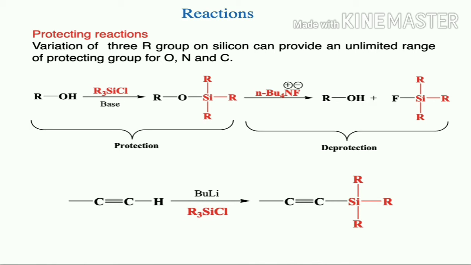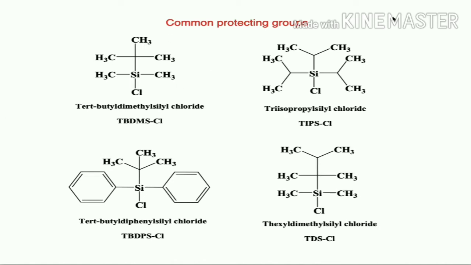And if we see the commonly used protecting reagents, they are tertiary butyl dimethyl silyl chloride, abbreviated as TBDMS-Cl, triisopropyl silyl chloride, TIPS-Cl, tertiary butyl diphenyl silyl chloride, TBDPS-Cl, and texyl dimethyl silyl chloride, TDS-Cl. The simplest organosilicon which acts as a protecting group is trimethyl silyl chloride.